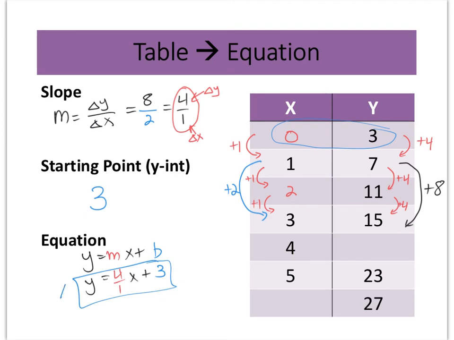So we're looking for an equation from a table, and the way we have to do that is to consider the slope is the change in y over the change in x. So I have to know what x and y are, and I can find the slope, and then when I find the x value being 0, the y value is my starting point. So that's where I got that 3 from, and I can just plug in the slope and the y-intercept, and I'm done.